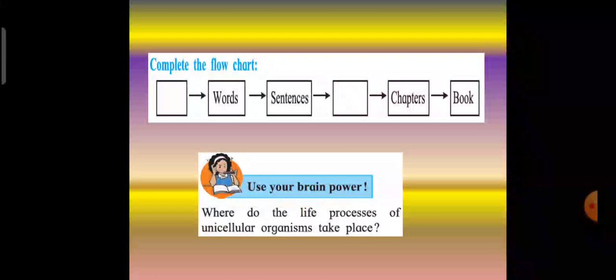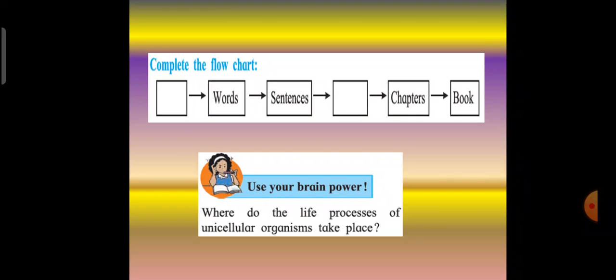Complete the flow chart. You can see here certain boxes are given for the flow chart to be completed. Now you know that what forms words? Yes, letters. Letters form words. Words form sentences. Sentences together form paragraphs. Paragraphs together form chapters, and chapters compiled together form a book. So we see the structural organization of a book in the above flow chart.